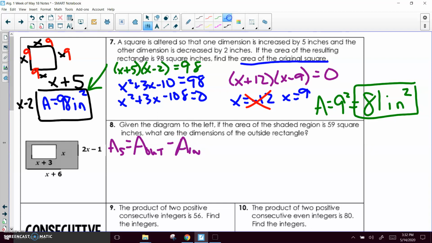So to find the area of the outside, I need to multiply 2x minus 1 times x plus 6. And then I'm going to subtract the area of the inside, x times x plus 3.